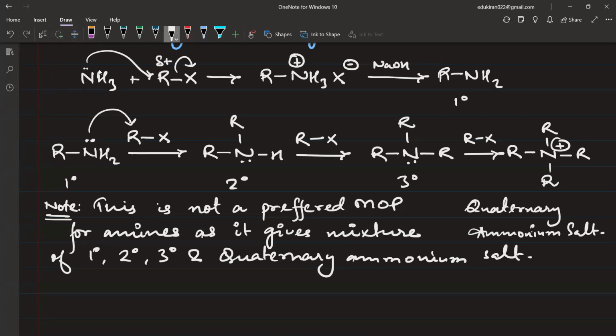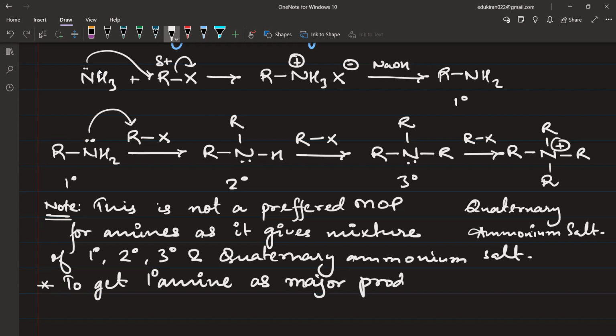Okay, so do that. What we will need, please write, to get primary amine as major product, NH3 should be in excess.